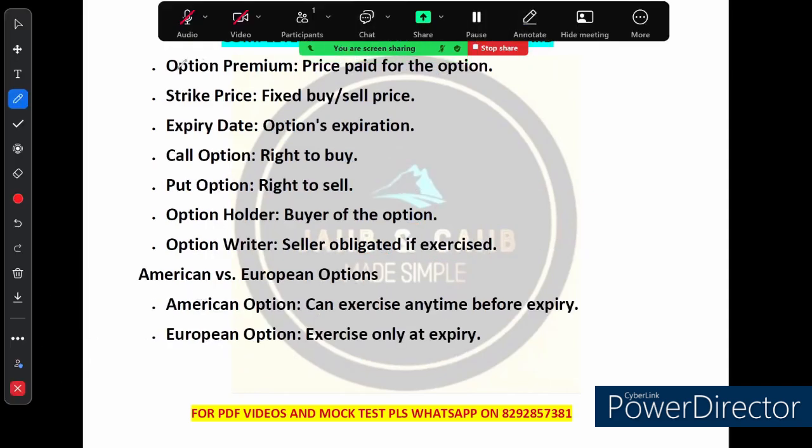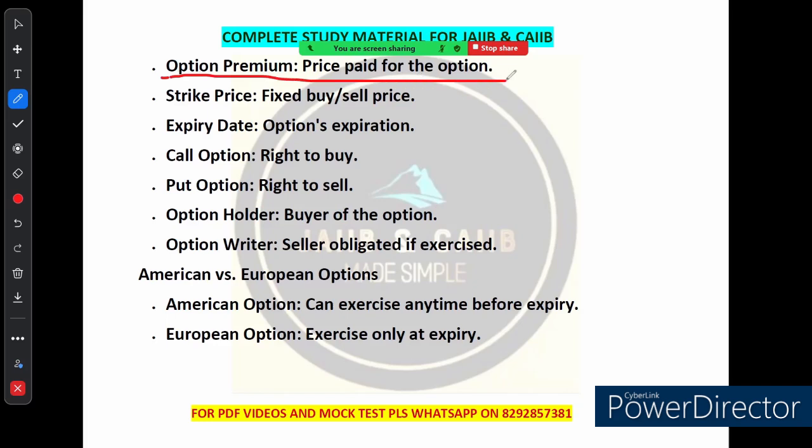So option premium is the price you pay for the option, and there is something called a strike price. A call option gives you the right to buy, and a put option gives you the right to sell. Now if we talk about some key terms: option premium means the price you pay for the option. Strike price, the fixed buy or sell price, is called the strike price. Expiry date means when the option expires.